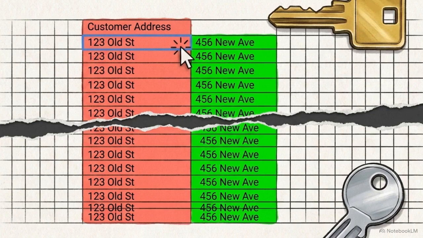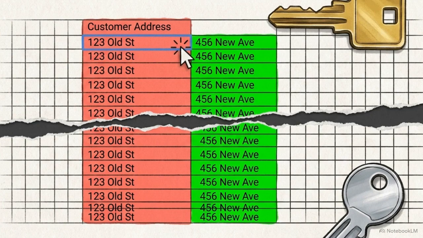Imagine a major corporate client moves their headquarters across the country. In a standard spreadsheet, that customer's address is copied onto every single order they've ever placed. To update it, a human or a script has to overwrite thousands of individual cells, one by one.